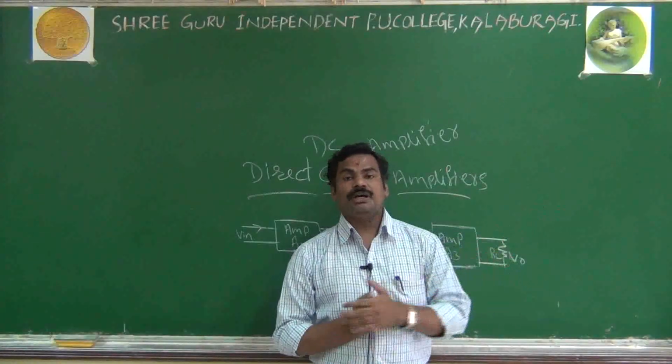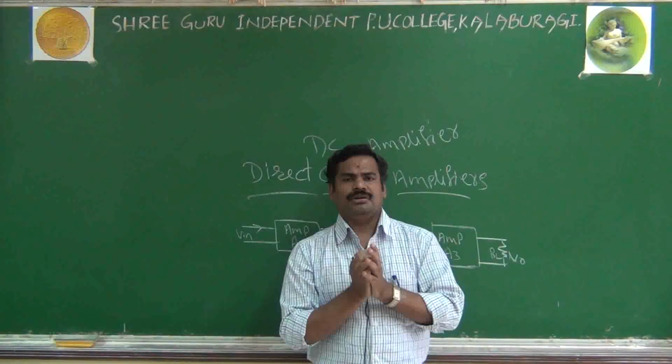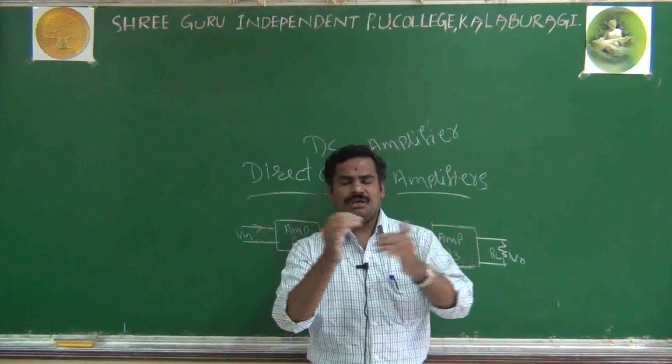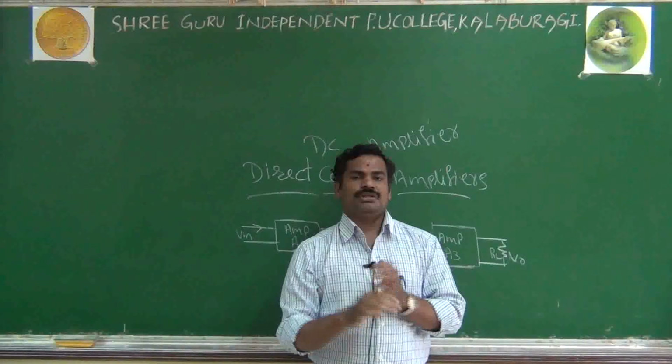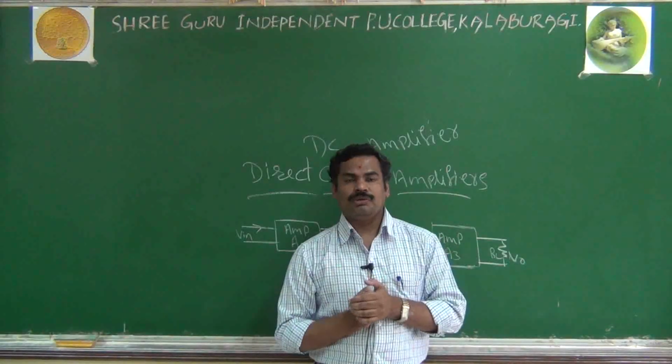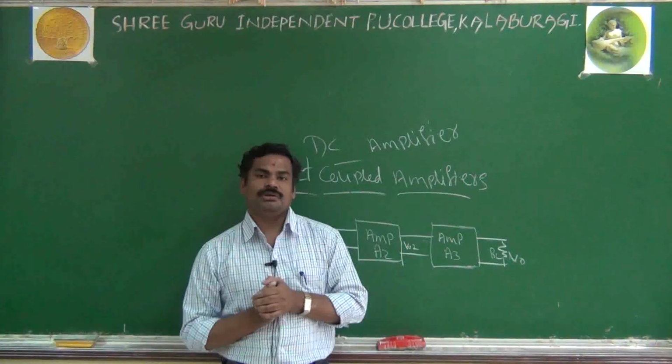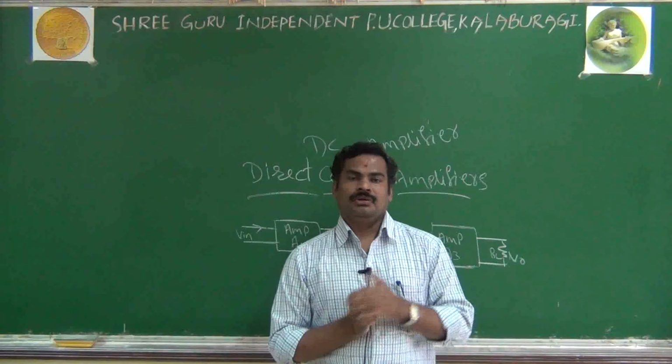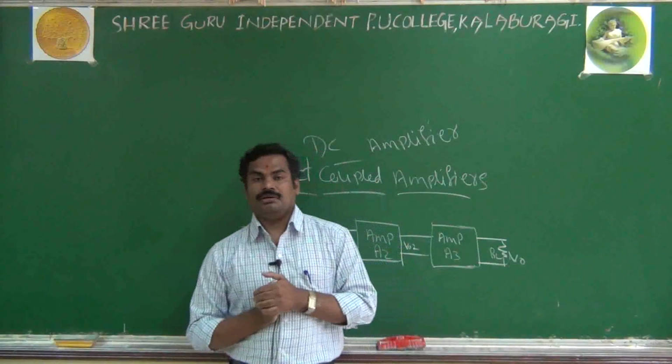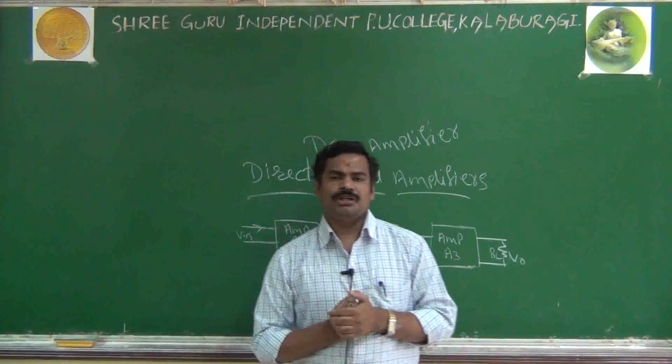And finally, about direct coupled, you are not using anything in between the first and second stage. Directly you are connecting one wire from one stage to another stage, and it is used only for low frequency amplification. That is nothing but the different types of coupling in multi-stage amplifiers. In tomorrow's class we will go into detail about it.